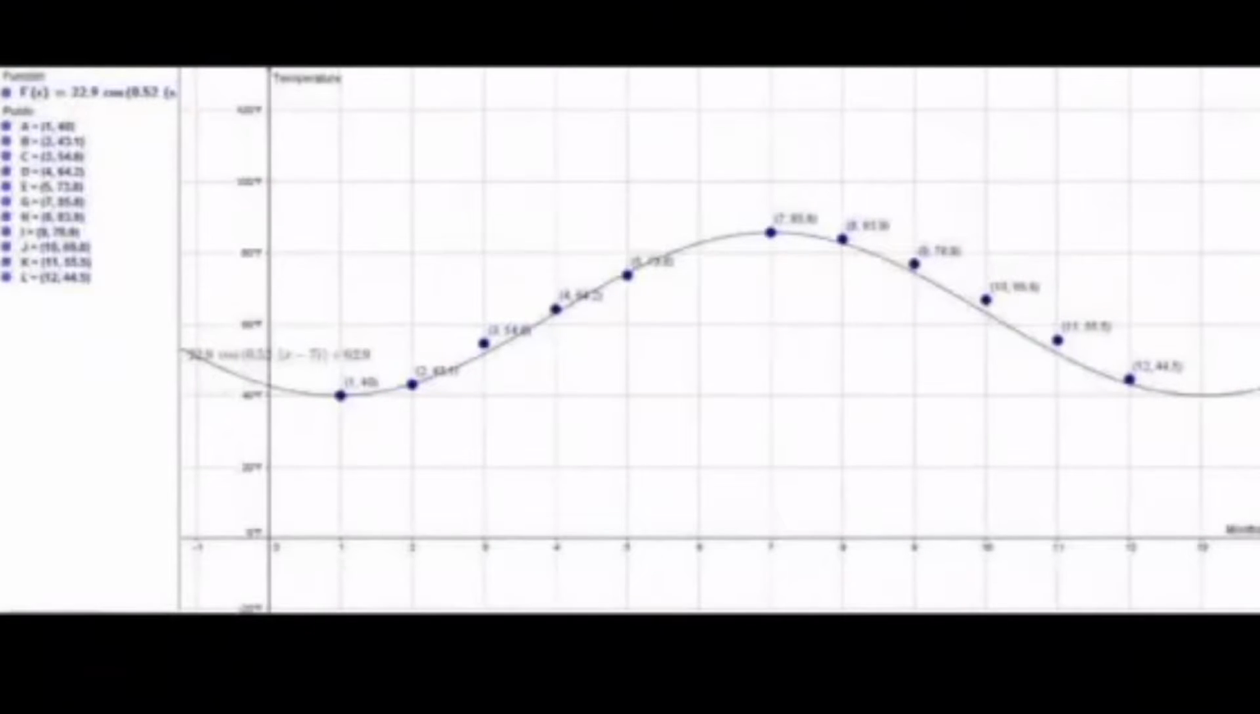To find the last value, that is the horizontal shift, it is equal to the month in which the maximum value is found, and it is substituted in the equation. The equation remains as shown in the graph, and the equation is y equals 22.9 cosine of 0.52 times (x minus 7), all that plus 62.9.